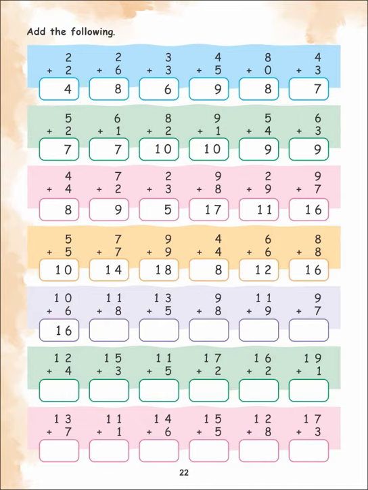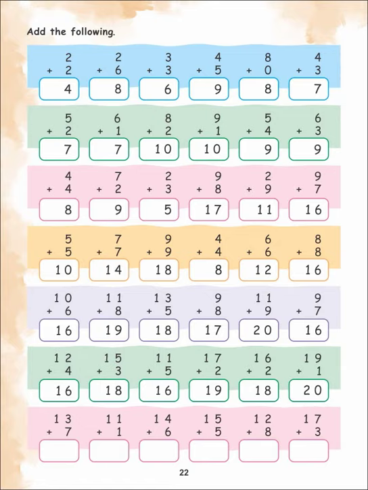10 plus 6, 16. 11 plus 8, 19. 13 plus 5, 18. 9 plus 8, 17. 11 plus 9, 20. 9 plus 7, 16. 12 plus 4, 16. 15 plus 3, 18. 11 plus 5, 16. 17 plus 2, 19. 16 plus 2, 18.